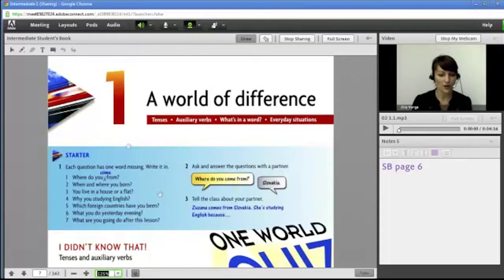Now we're going to start with the starter, and I'd like you to have a look at the 7 questions there. It's the top of the page on page 6. In number 1 in the starter you have 7 questions, but each question has one word missing. I'd like you to work with a partner and find and write in the one word that's missing. For example, in question 1, "Where do you from?" is not correct. Where do you come from? So you have to show where and which word is missing from each question. You'll have a few minutes, so please complete the questions with your partner.